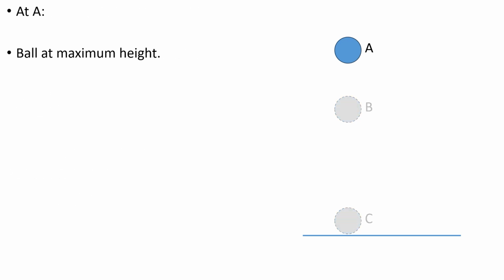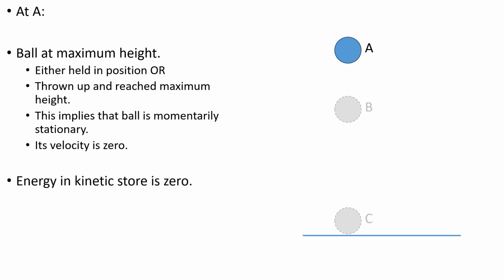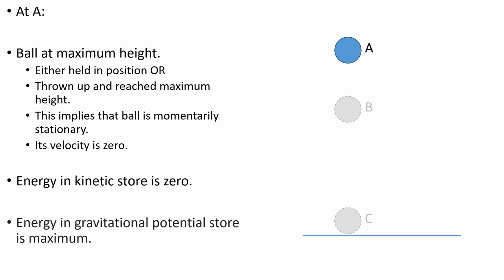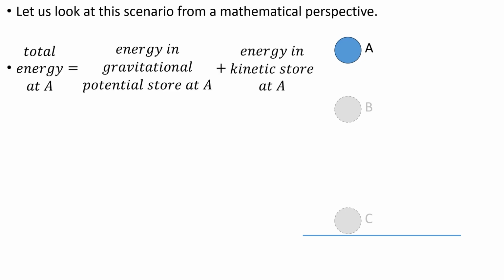At A, the ball is at the maximum height and is stationary, therefore its velocity is zero. Or it has been thrown up and reaches maximum height and is momentarily stationary, therefore its velocity is zero. So energy in the kinetic store at maximum height is zero. When the ball is held high, it possesses energy in the gravitational potential store. We can also express the energy of the ball with the following mathematical expression: total energy at A is equal to energy in gravitational potential store at A plus energy in kinetic store at A.